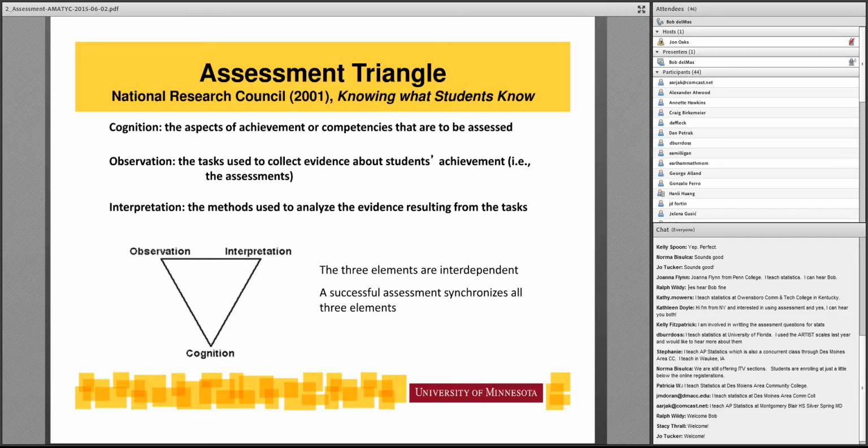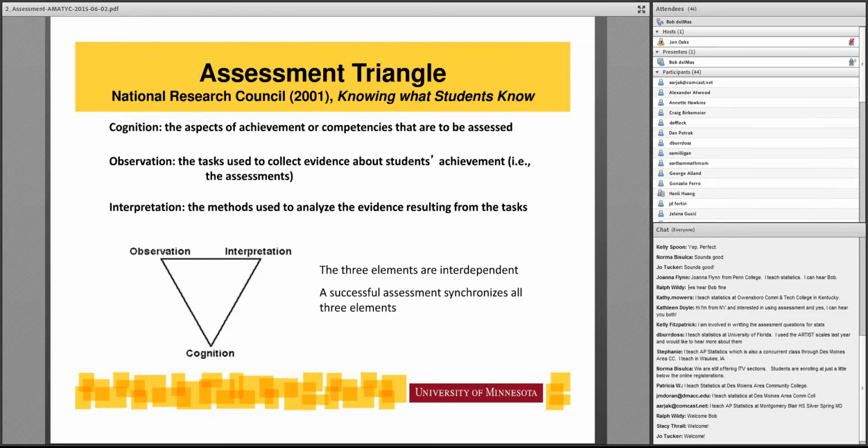But cognition refers to aspects of achievement or competencies that are to be assessed. Observation refers to the task that you use to collect evidence about what the student understands, so the actual assessment itself. But that observation there is to indicate, it doesn't have to just be a paper and pencil type of assessment. It can be an observation, it can be peer evaluation, it can be in the form of projects, it can be in the form of oral presentations by students. Quite a variety of ways to make an observation that can give you an assessment.